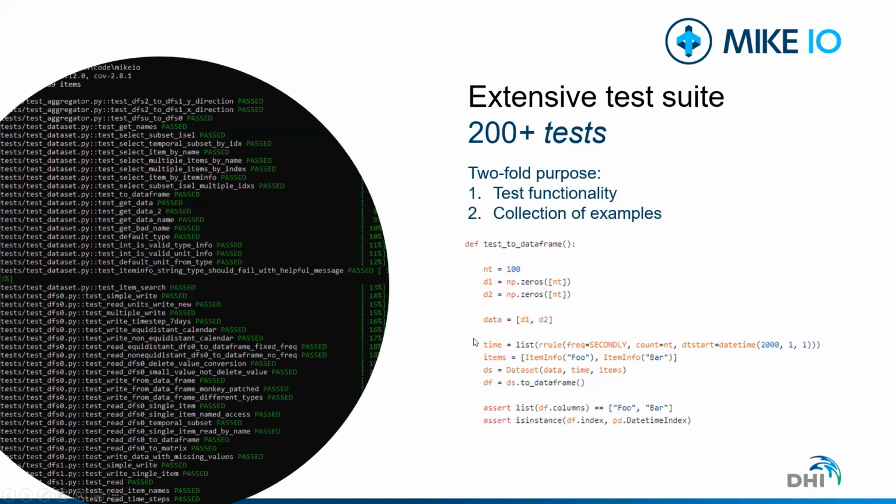Here below you see an example of a test converting a data set to a data frame. First of all, the tests are there to test that the functionality works as expected, but they also serve as an additional collection of examples in addition to the examples that you find in the Jupyter notebooks.